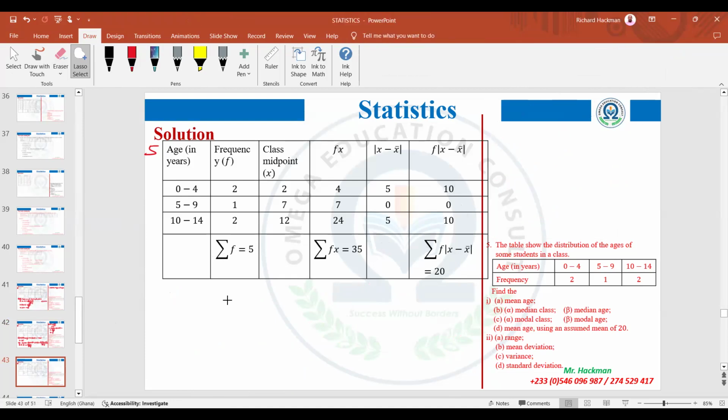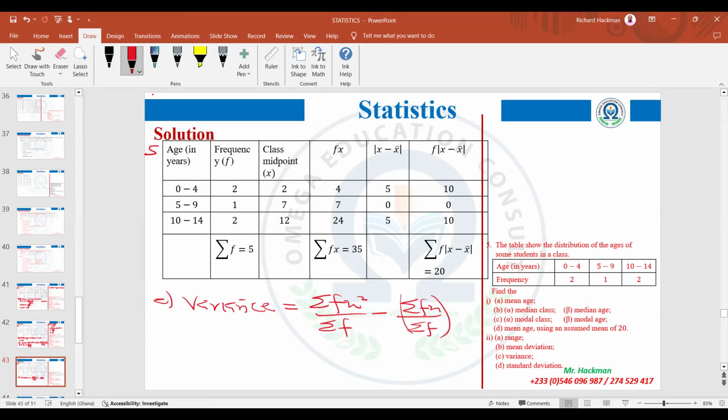Let's see what we are supposed to add here. So we are looking at C, variance. You know the formula. The formula will be equal to sigma fx squared over sigma f, then minus sigma fx all over sigma f, the whole of that squared. All correct.